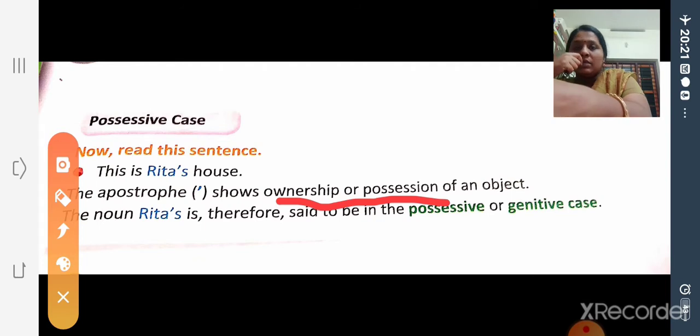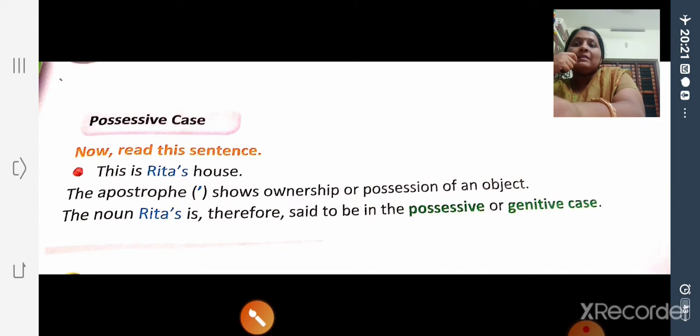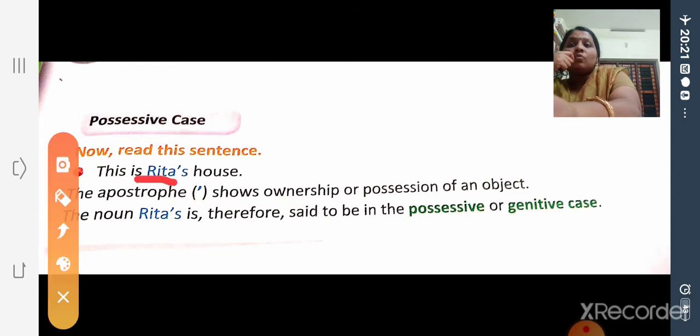Ownership means belongings. ഉടമസ്ഥാവകാശം. നമുക്ക് ഉള്ള എന്തിനെങ്കിലും കുറിച്ച് പറയാനാണെങ്കിൽ നമുക്ക് അപ്പോസ്ട്രഫി യൂസ് ചെയ്യാൻ പറ്റും. ഓക്കെ, apostrophe shows ownership or possession of an object. Okay, then the noun Rita's is therefore said to be in the possessive case. Rita's means here the house of Rita. This house belongs to Rita, and this apostrophe indicates possession or ownership. Okay, clear?